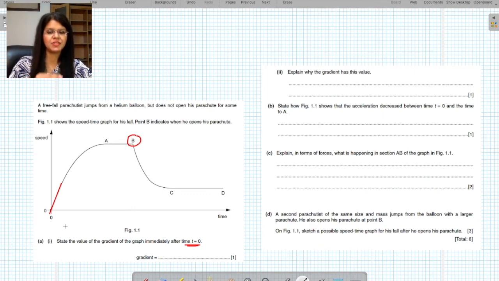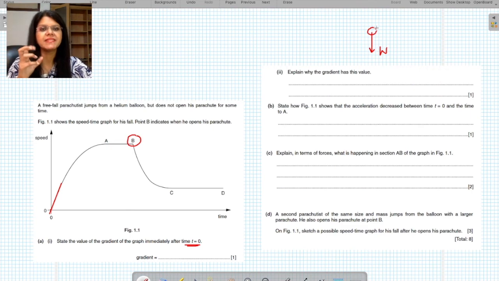Immediately after the parachutist is falling down, is there any air resistance? He has just taken a drop. So if say this is your parachutist, he is falling down. He has just taken a jump down. Let us mark the forces acting on the parachutist. Weight is acting down.